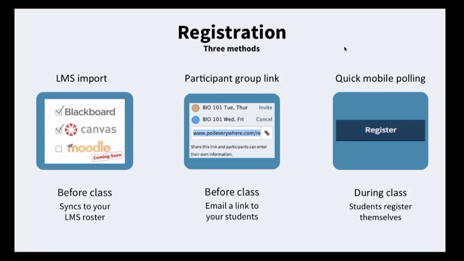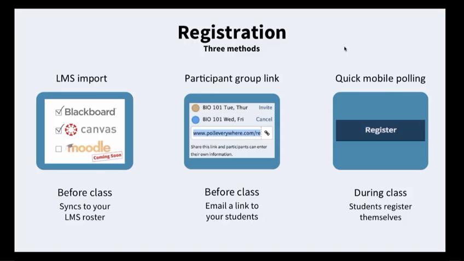Here are the three main methods of registering your students. We've got the LMS import. So if you're part of a university or organization that has Blackboard or Canvas as your learning management system, we integrate with you to make that a really smooth and streamlined process. We do roster integration to import your students to Poll Everywhere as participants. And we also do a gradebook export. So once you've run an in-class quiz or an attendance report, you can export that back to your LMS. And we've got Moodle coming soon.